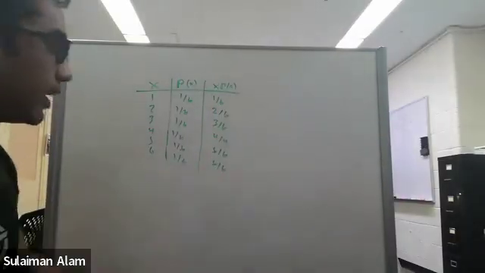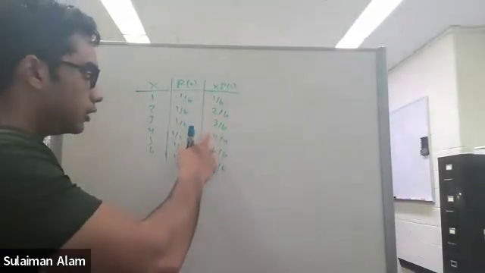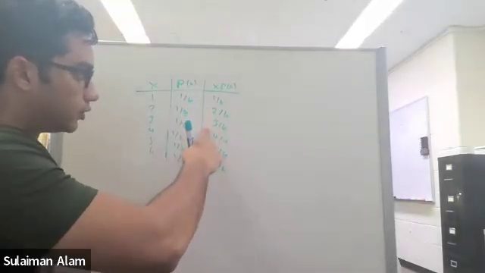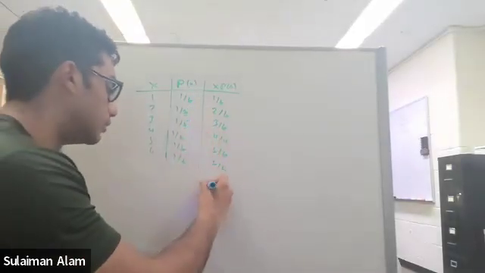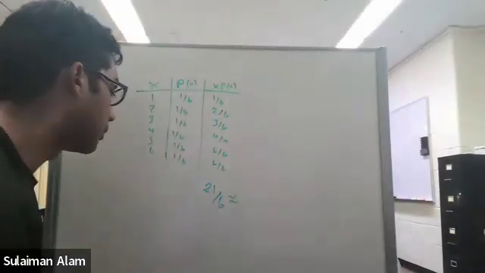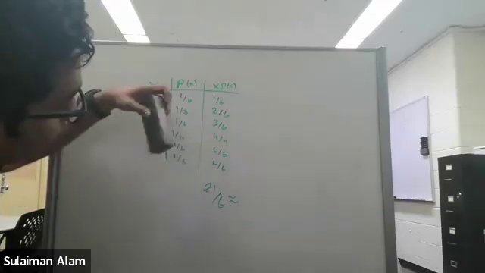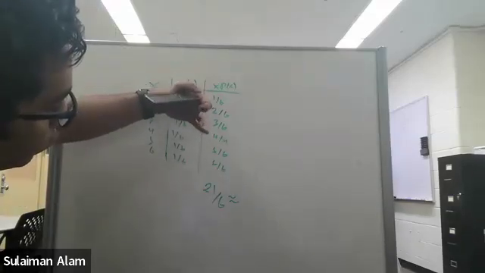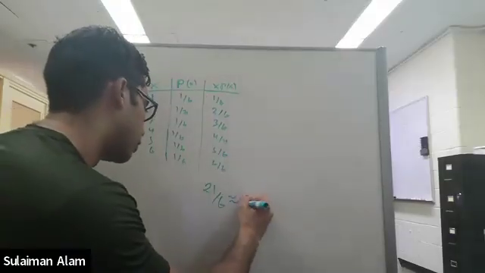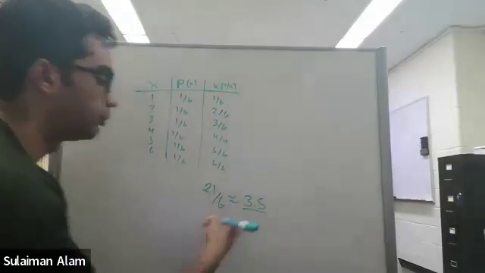So if I add them up, 1 plus 2 plus 3 is 6, 10, 15, 21. 21 over 6 is around 3.5. Right, so that's our expected value.